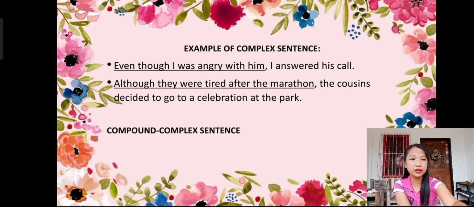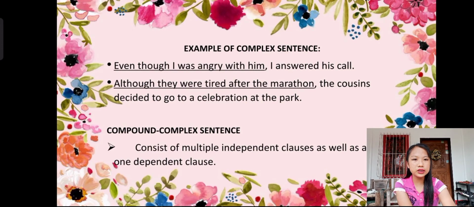So let's proceed to compound-complex sentences. It consists of multiple independent clauses as well as one dependent clause. So a compound-complex sentence consists of multiple independent clauses. Here we can have two or more independent clauses, but we should have at least one dependent clause.